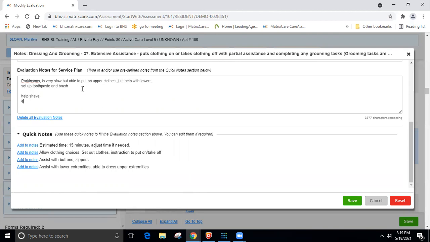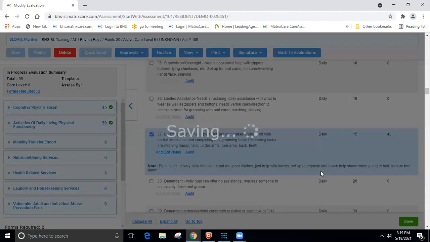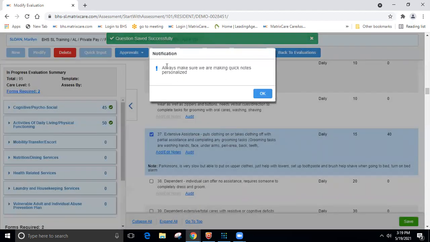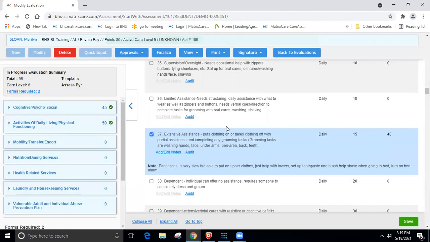And maybe when going to bed, turn on bed alarm. So maybe they have a bed alarm or something. Anything that you're doing for them going to bed or getting up, it doesn't have to just be under dressing and grooming, but if you have safety features, you should put it here so the staff are reading that. And then always make sure we're making our quick notes personalized.